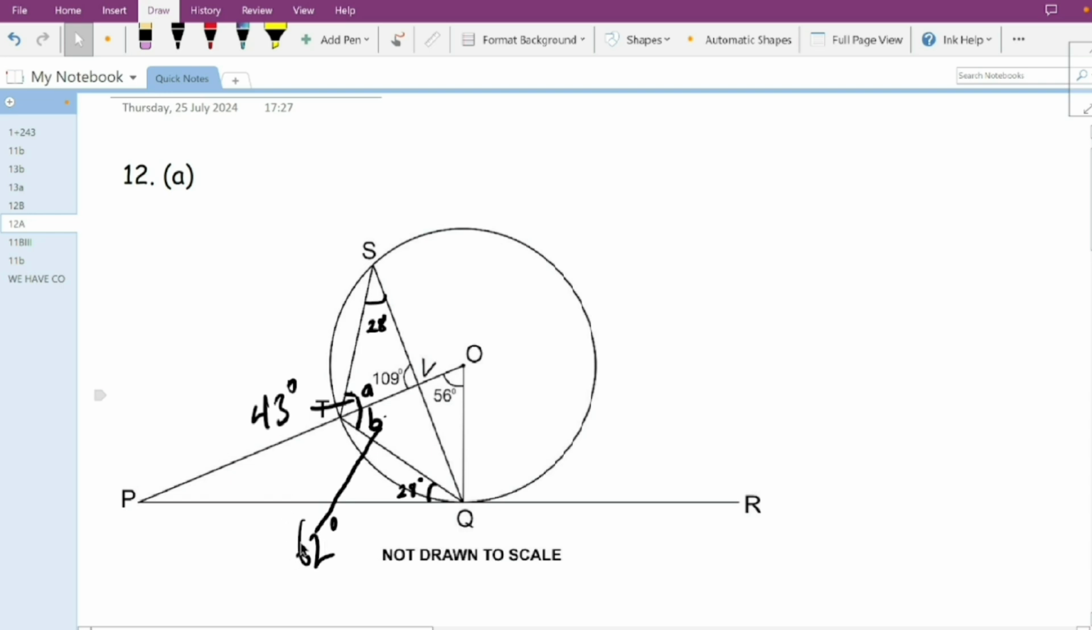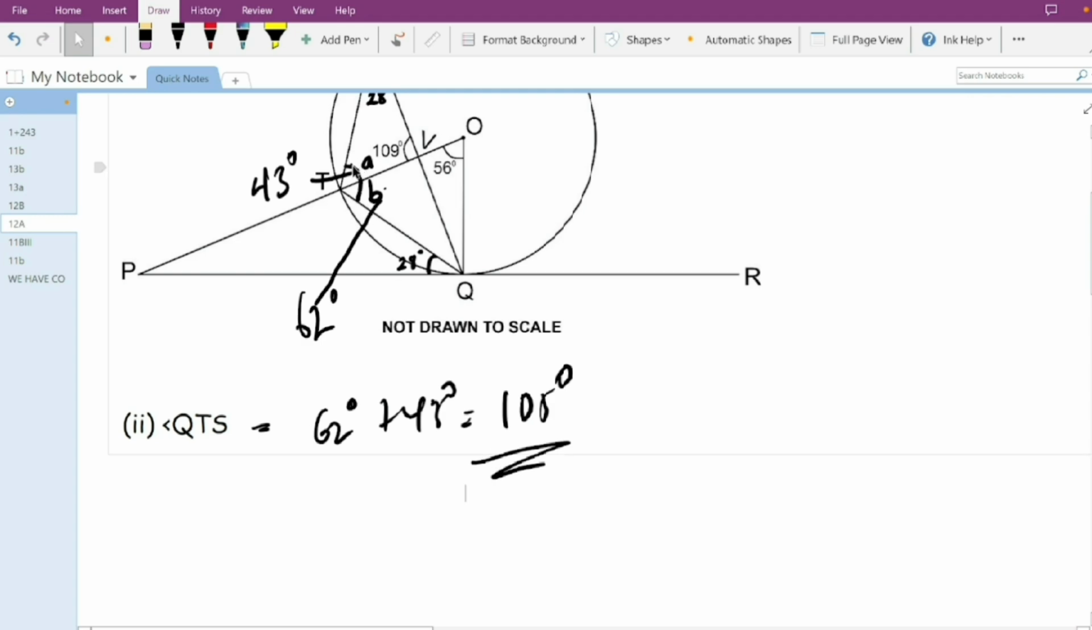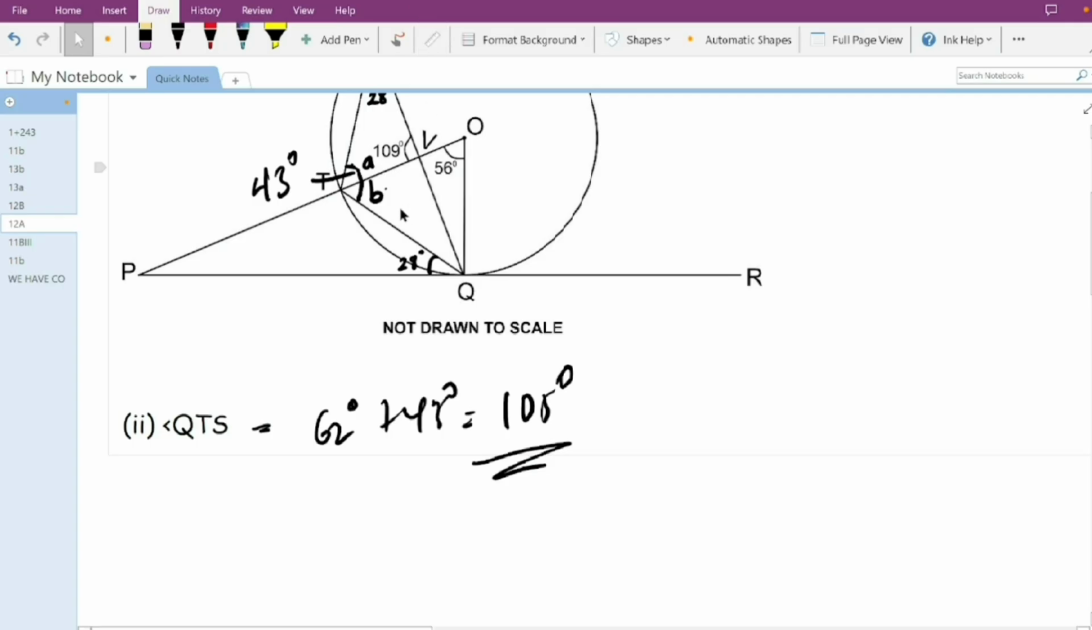Now, if we add these two angles together, 62 plus 43 degrees, to get this angle, that will give you 105 degrees. So using this other method, you can also get your answer to be 105 degrees. You might not have noticed that this is an isosceles triangle, as these two lines are equal.